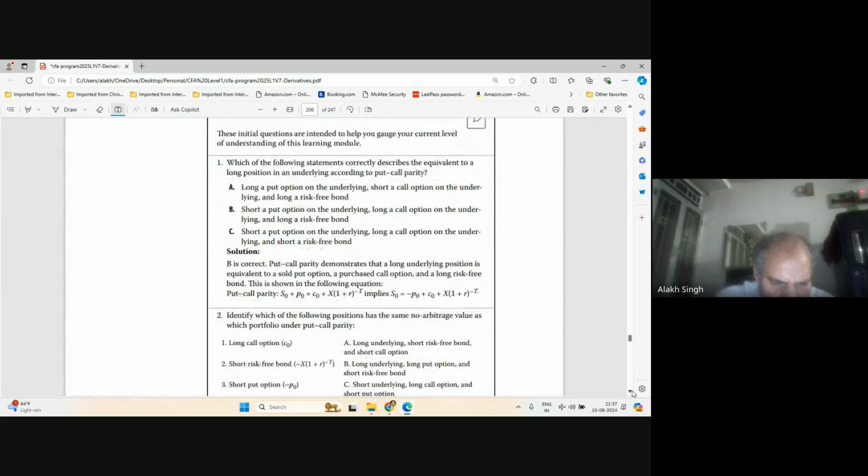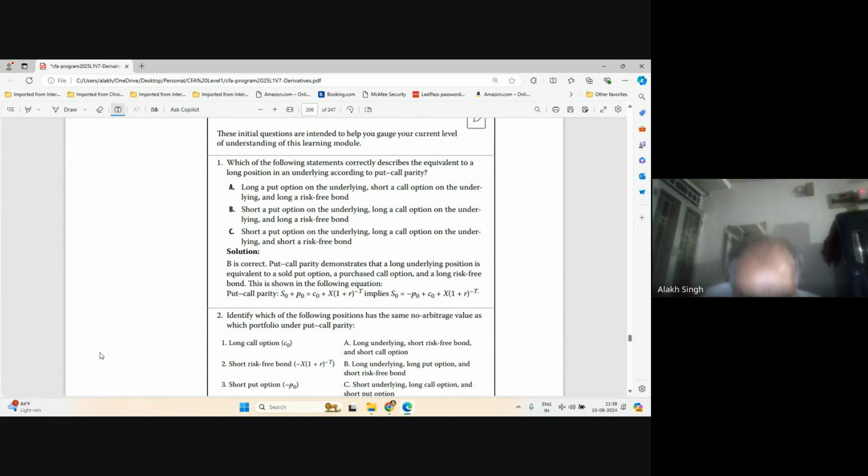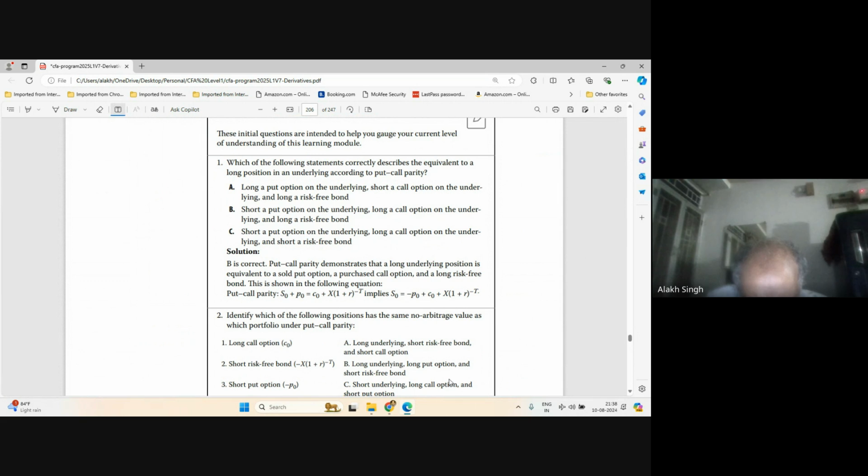Now we will match this. Let's see whether you can match without writing that equation. Long call would be, so shorting the risk-free bond. Yes, very good. And long P and long S. So long underlying? No, it is short underlying. Short underlying, plus long call option and short put option.